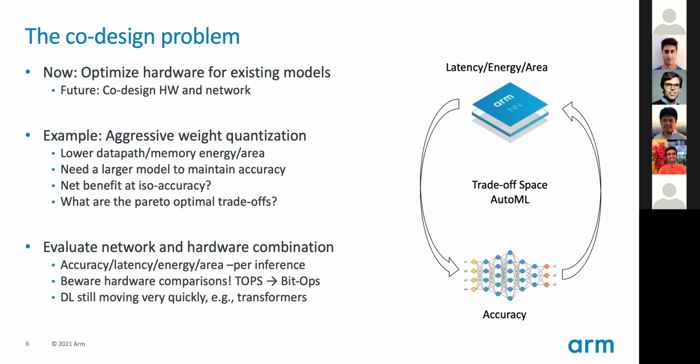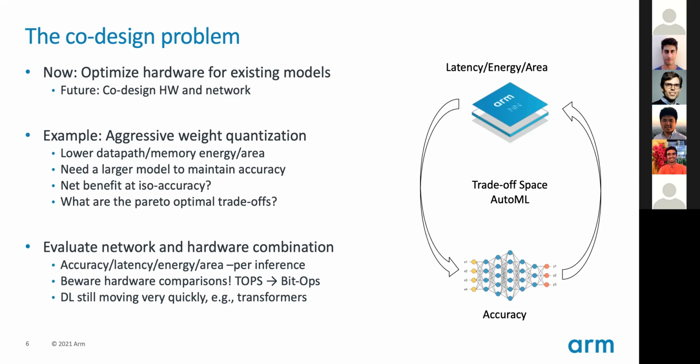again, I give an example of quantization, where it may look good to quantize a model to use smaller data types, that's lower energy and higher throughput. But to maintain accuracy, you typically have to make the model slightly larger to accommodate that loss in capacity. So it's never clear if there's a net benefit there at ISO accuracy. We really need to consider Pareto-optimal trade-offs.